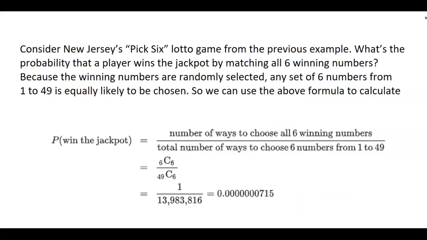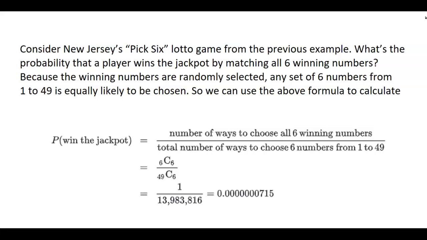Going back to our New Jersey Pick 6 Lotto game, how many ways can we choose all 6 winning numbers? Well, just one way. Okay, so we have 6 numbers to choose from, and they have to all be the right ones. So that's going to be one way to do that, divided by the total number of ways to choose 6 numbers from 1 to 49. We just calculated that, so it's 1 over 13,983,816, and you get a very, very low number.